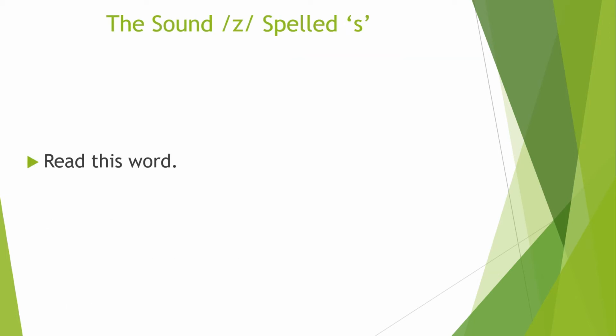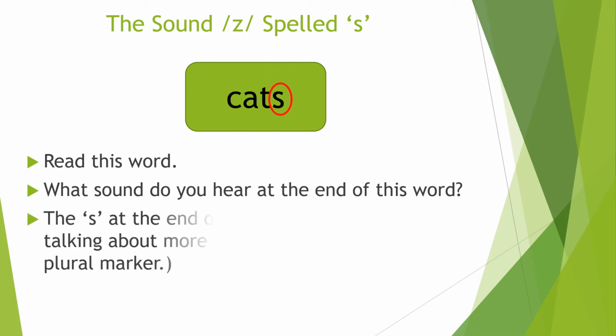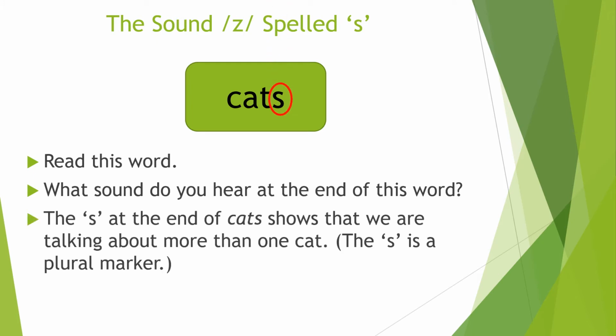Now let's go over some words that have the Z sound but are spelled with an S. Read this word. This word is cats. What sound do you hear at the end of this word? You hear the S at the end of the word cats. Notice that the S at the end of the word cats shows that we're talking about more than one cat. The S is a plural marker, which means more than one.